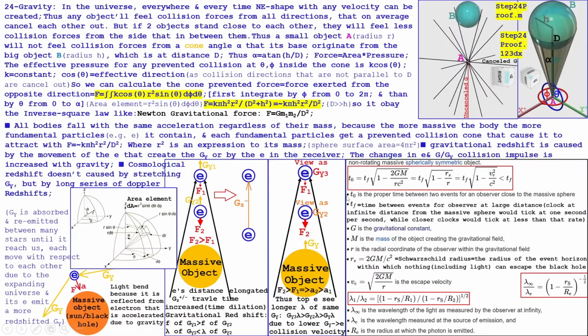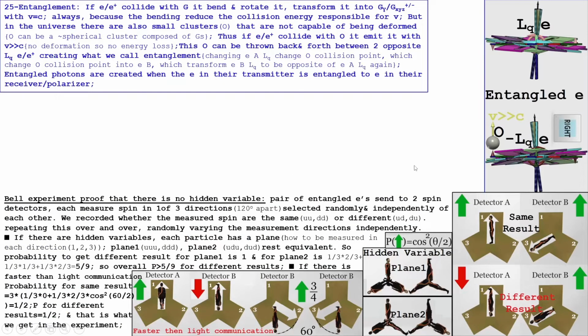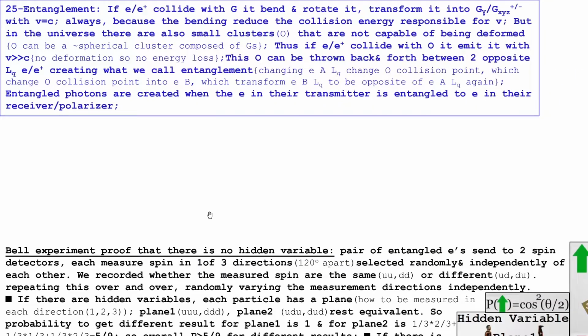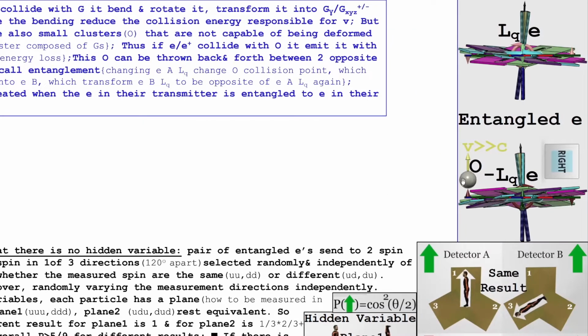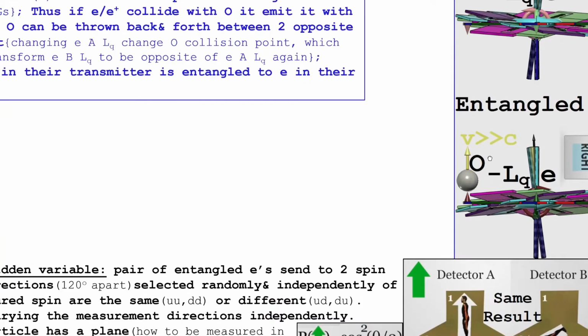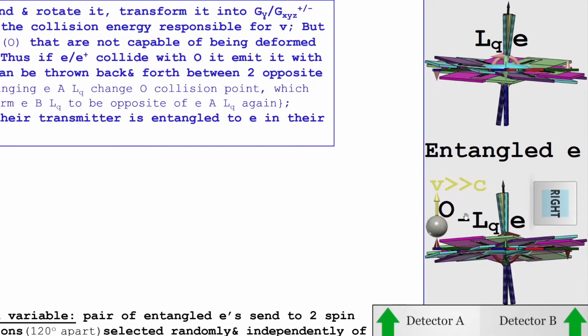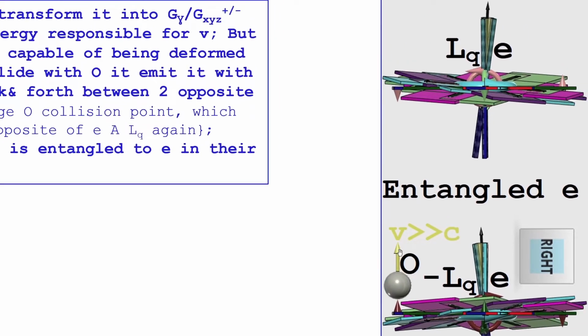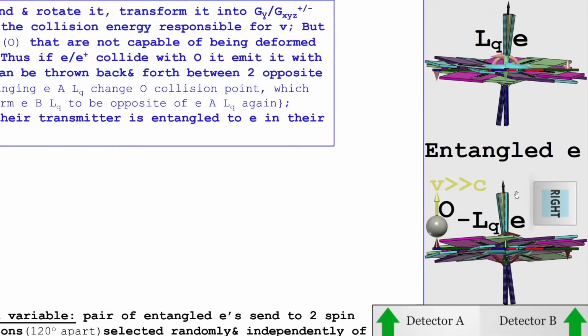Step 25. Entanglement. If a charge collides with a G particle, it bends, rotates and emits it at the speed of light, always, because the deformation reduces the collision energy. However, in the universe, there are also small spherical-shaped clusters that are not capable of being deformed, referred to as O particles. Therefore, if an electron collides with an O particle, it emits it with a speed much greater than the speed of light, because there is no energy loss to deformation.